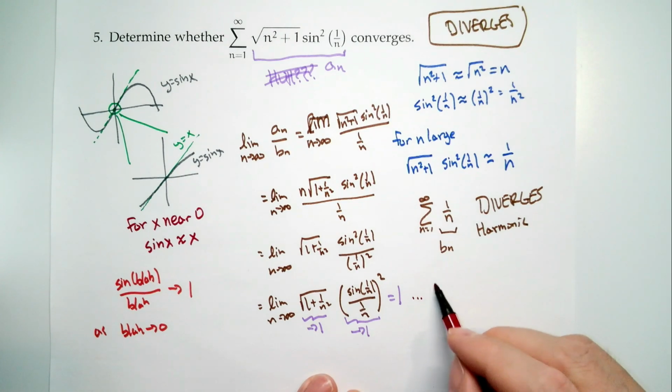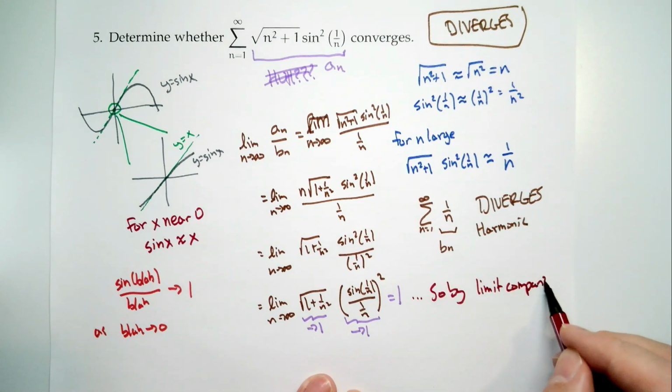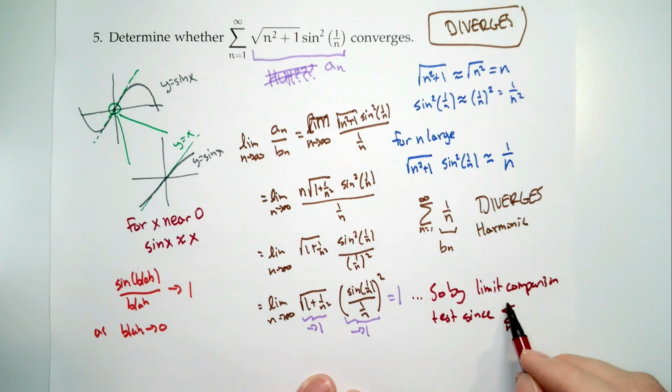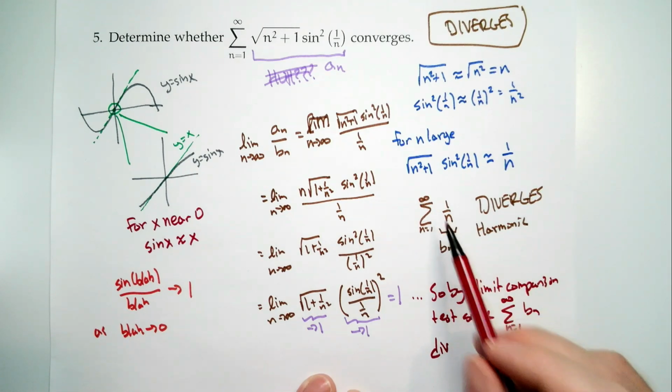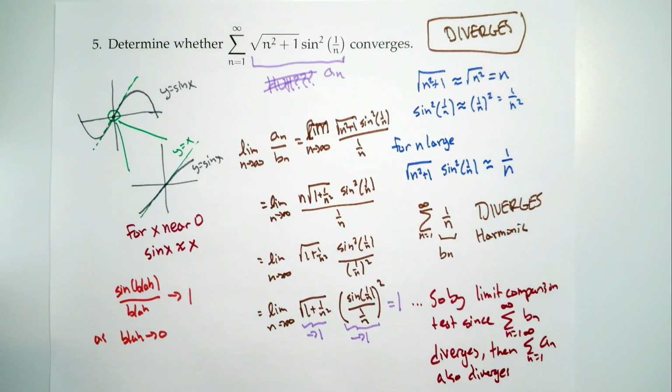So, by limit comparison test, because we always want to say what test we're using, since this sum from 1 to infinity of Bn diverges, now you could have said just Bn, or you can write 1 over n, then the sum from 1 to infinity of An also diverges. This is a way to save a little bit if you don't want to rewrite the whole sum all over. Cool. All right, and that's number 5. That means we're halfway through. Woohoo! Cool. Good stuff.